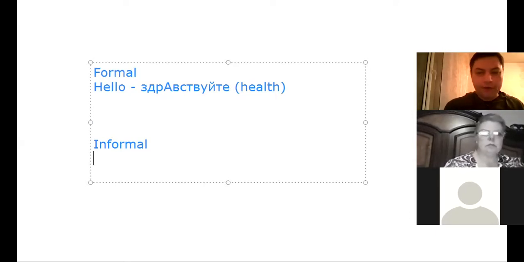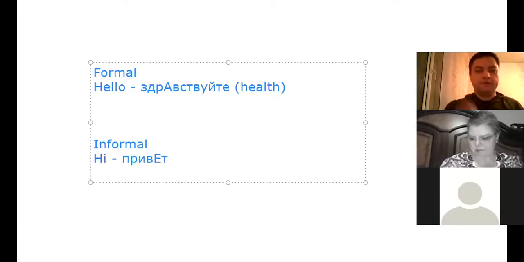In informal way, how to say hello, say hi. Hi, it would be привет. Привет. This is what we say to our friends, to our family, to our relatives. Привет.